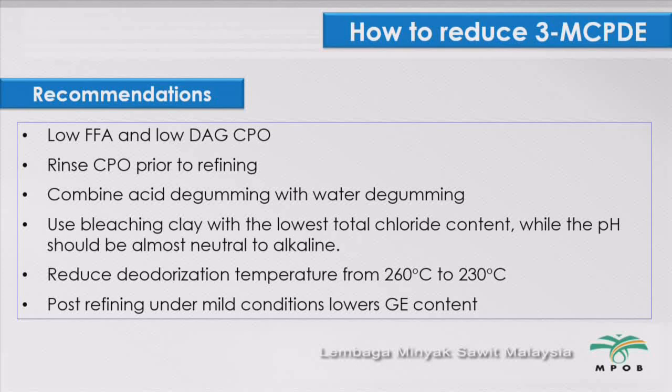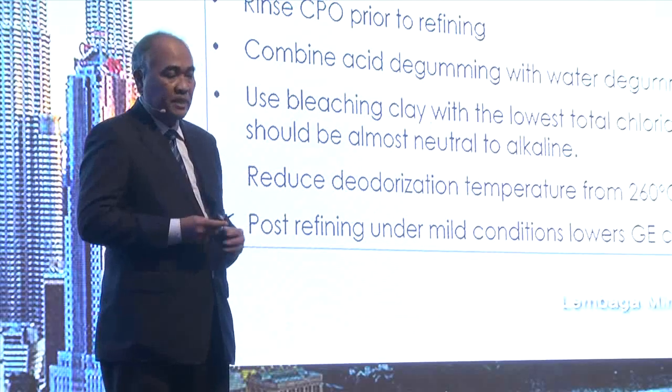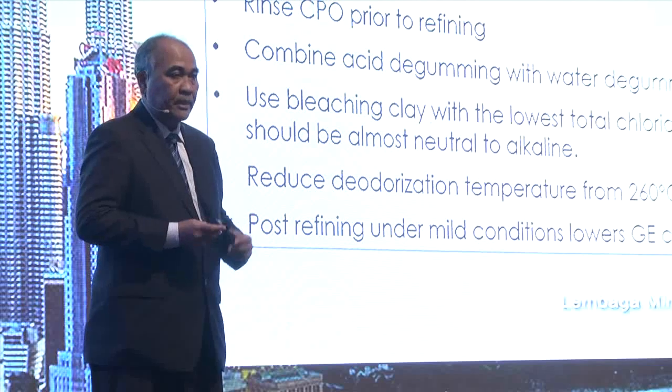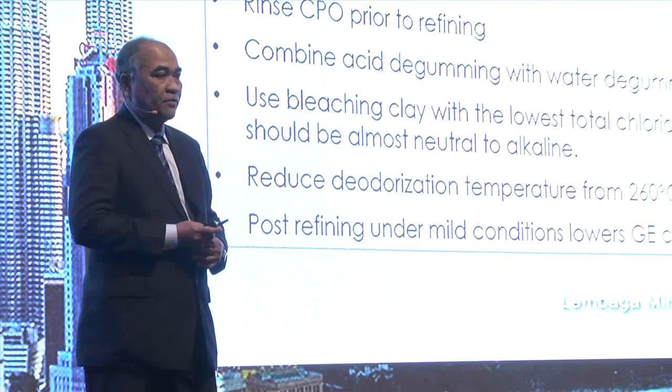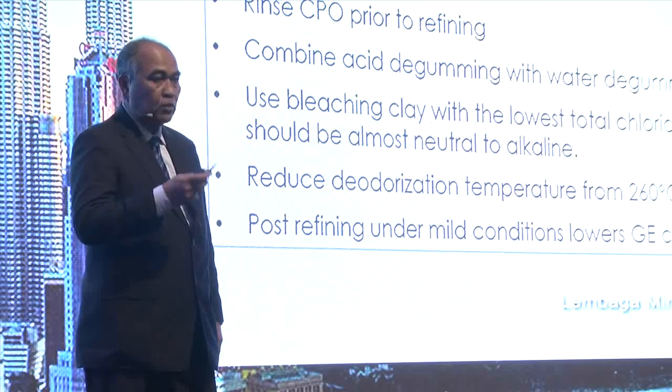So our recommendations on how to reduce 3MCPD and also GE: of course we need a low FFA, free fatty acid content, and low DAG in CPO. The first one is to rinse or wash the CPO. There's also a suggestion to wash the FFB, but that is not economically feasible yet. For CPO, there's some technology. We are still identifying the most suitable technology prior to the refining process. So we need to wash.